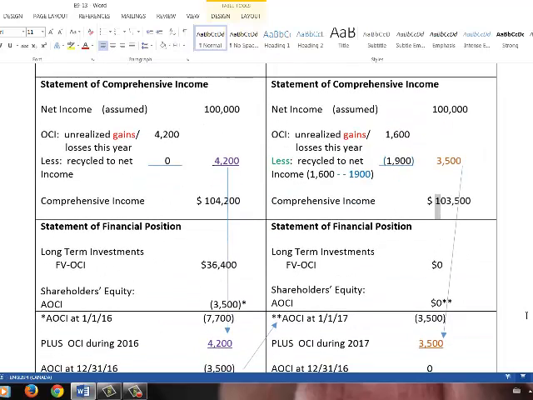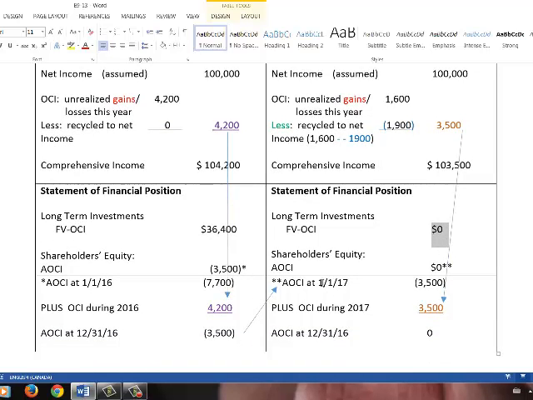Now if I go to my statement of financial position, because my investment at the end of 2017 has been sold, in fact it was sold in February of that year, I don't have a fair value through OCI investment anymore, so it's 0, and my AOCI should be 0 as well. If I don't have an investment, I shouldn't have any AOCI, but I can prove it because I know that at the beginning of 2017 I had a debit balance in AOCI of 3,500. That was my balance at the end of 2016. Because it's a balance sheet account, my ending balance of 2016 becomes my opening for 2017.